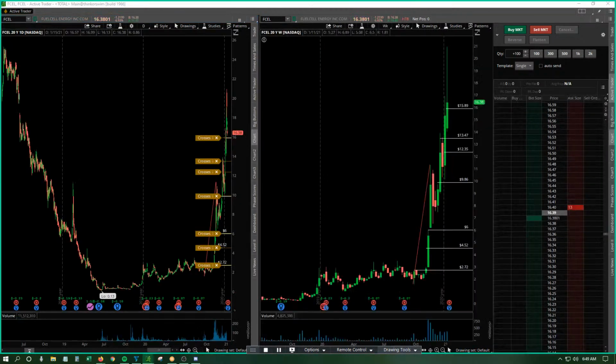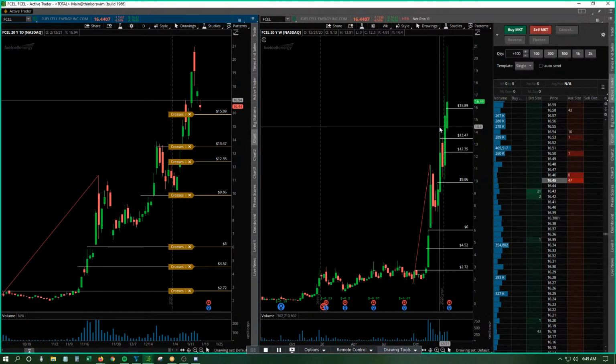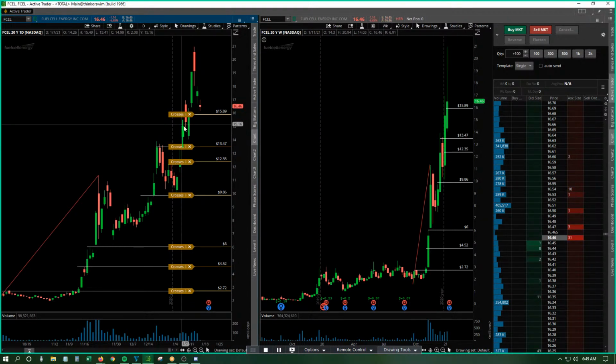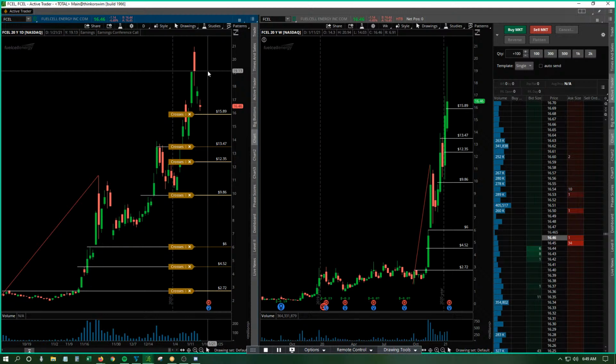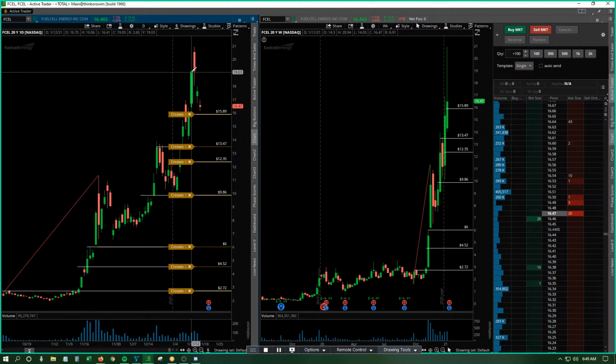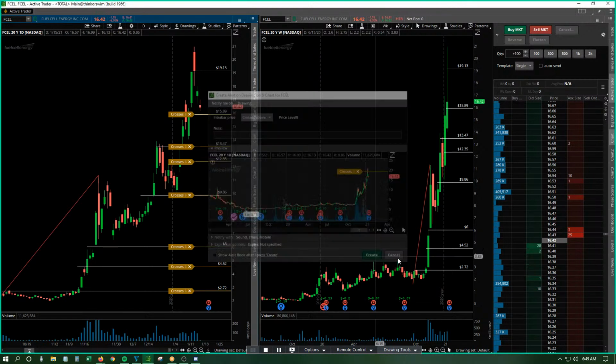Let's see. Fuel cell again down. We've got some levels marked lower on this guy. Not much else to say besides that. There's a gap now to the upside at 1913. Pay attention to that. Got earnings coming up. Alert that guy.